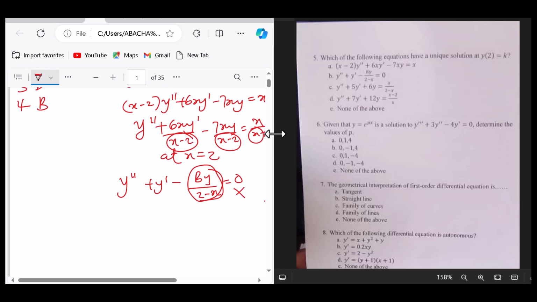Now we look at the third one, which is y prime prime plus 5y prime plus 6y equals x over 2 minus x.